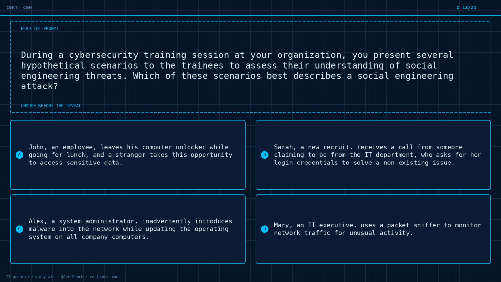Option A. John, an employee, leaves his computer unlocked while going for lunch, and a stranger takes this opportunity to access sensitive data. Option B. Sarah, a new recruit, receives a call from someone claiming to be from the IT department, who asks for her login credentials to solve a non-existing issue. Option C. Alex, a system administrator, inadvertently introduces malware into the network while updating the operating system on all company computers. Option D. Mary, an IT executive, uses a packet sniffer to monitor network traffic for unusual activity. Choose the best answer before the reveal. Commit to it now.